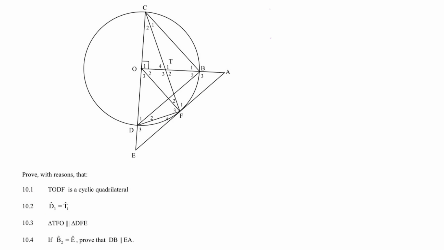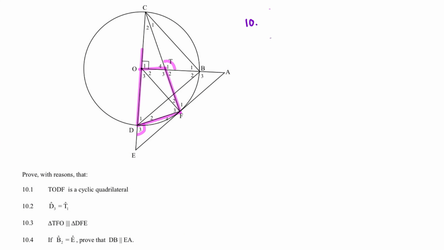10.2. Prove with reasons that D3 is equal to T1. So let us mark angle D3, and we want to prove that it's equal to angle T1. In the previous question, we proved that TODF is a cyclic quadrilateral. Now you can use that statement to make angle D3 equal to angle T3. You can say D3 is T3, exterior angle of a cyclic quad, and you can see that T1 and T3 are equal vertically opposite angles, and therefore D3 would be equal to T1.